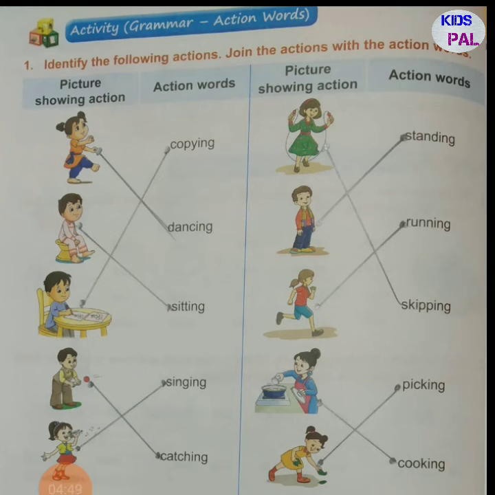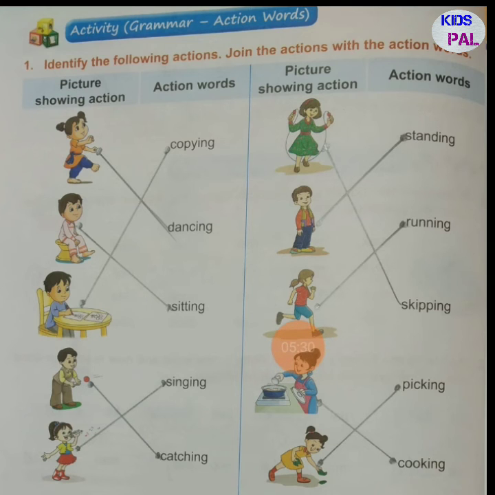What is this girl doing? She is singing. So here the word singing is the action word. So join this one. The next picture, the girl is shown skipping. Where is the action word skipping here? See here, down. Skipping is here. So join from skipping to this girl. The next one, what is this boy doing? He is just standing on the ground. So where is the word standing? Action word. See here, up. So join this boy.